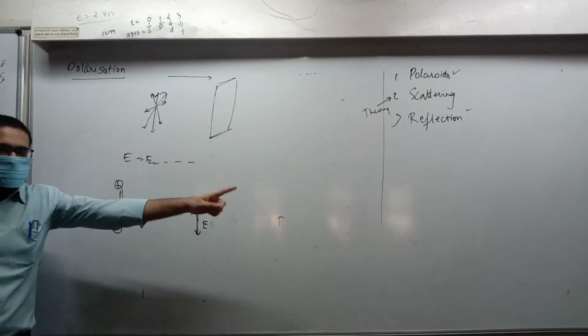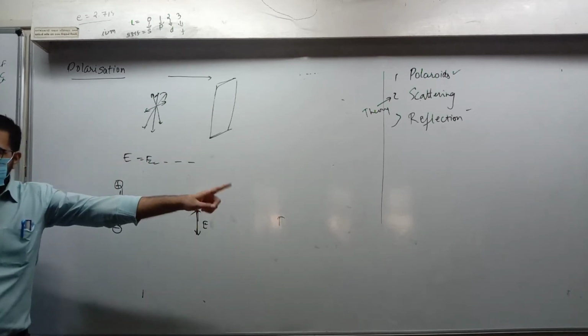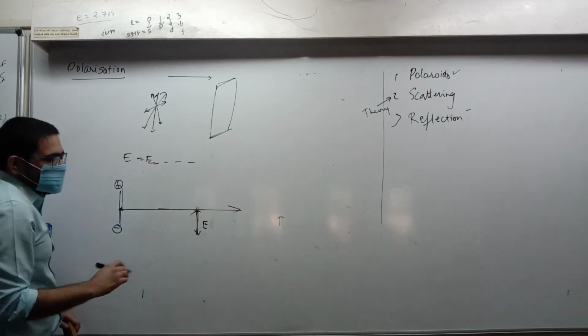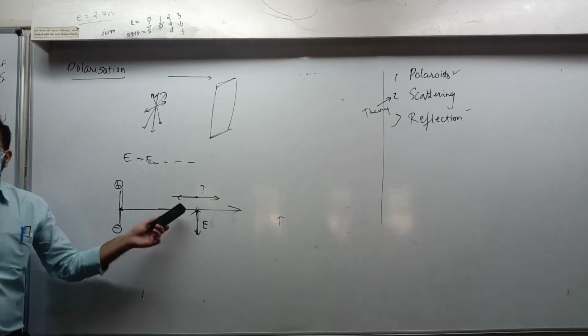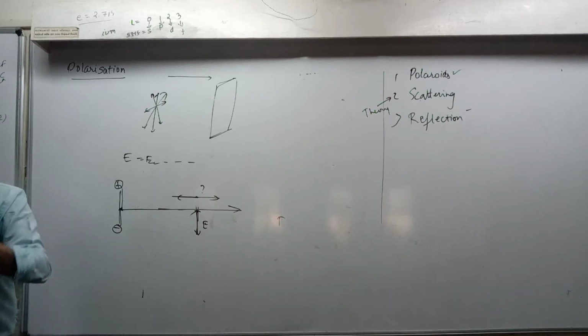Wave will travel towards x. Got it? Sure. Wave travels in the z direction. Then does the electric field oscillate in this direction? The answer is no, because electromagnetic waves are transverse waves.